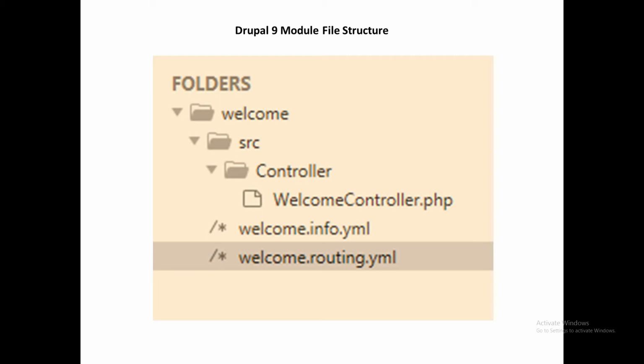Inside the welcome folder we have to create welcome.info.yml and welcome.routing.yml. The welcome.info.yml file provides metadata about your module to Drupal, and the welcome.routing.yml file is used to define the route and path of your content to access.